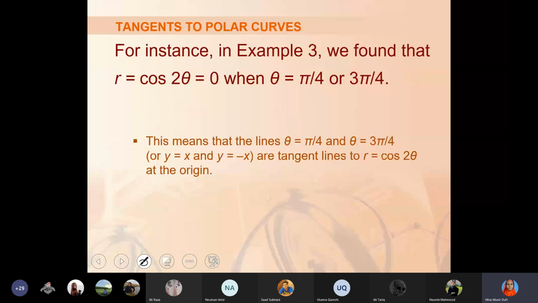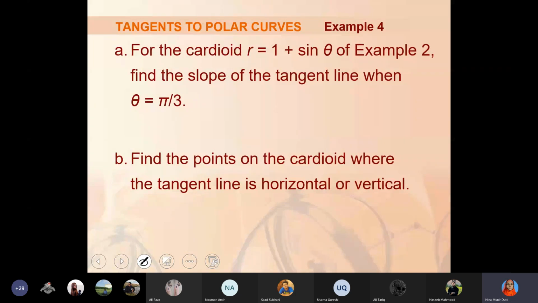Let's do this question. For this example, cardioid r is equal to 1 plus sine theta. In the a part, you have to find the slope of the tangent line when theta is equal to pi by 3. First you have to find the parametric equation: x is equal to r cos theta, y is equal to r sine theta.